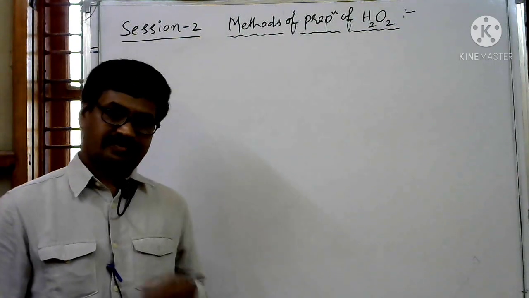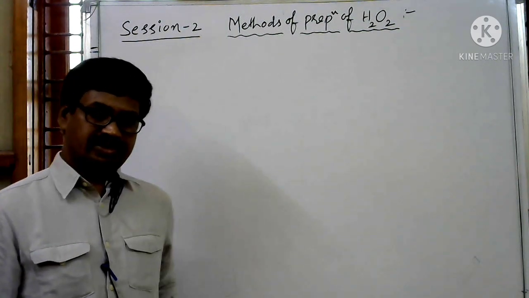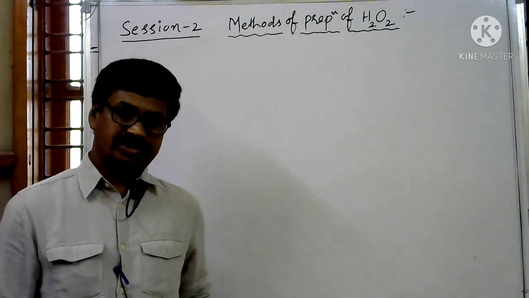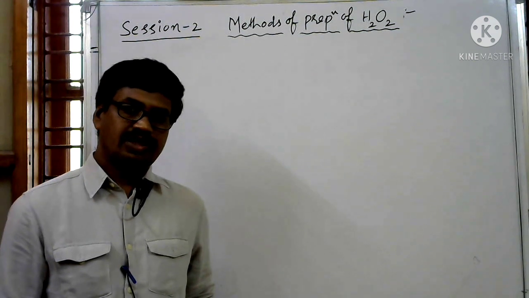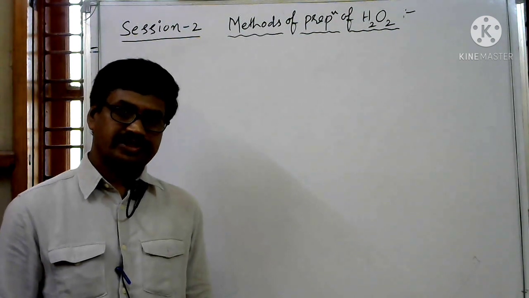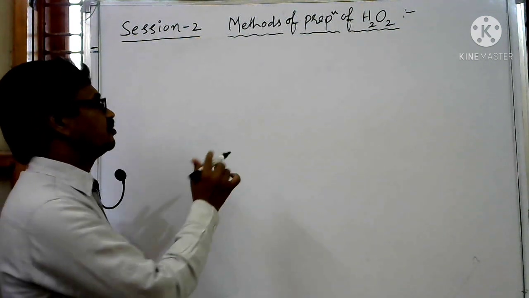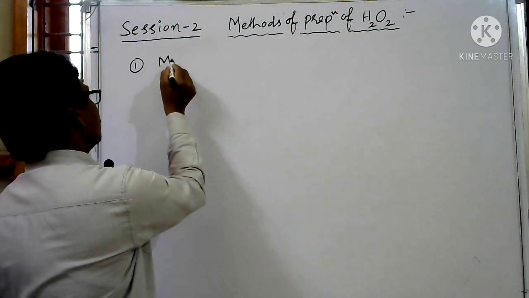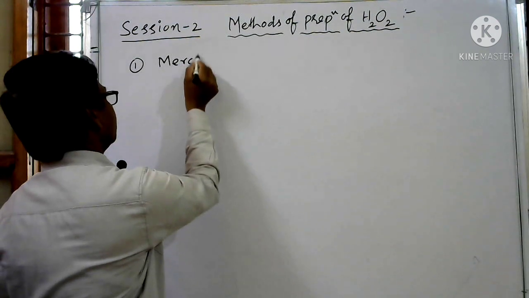Hi everyone. Today we'll discuss the methods of preparation of hydrogen peroxide. In the last session, we discussed the valence strength of hydrogen peroxide. Okay. The first method of preparation is Merck's method.